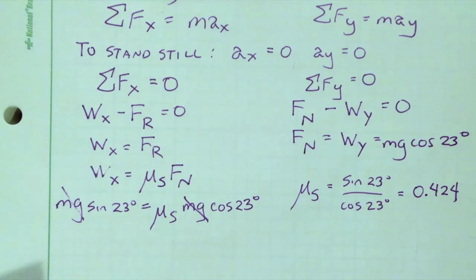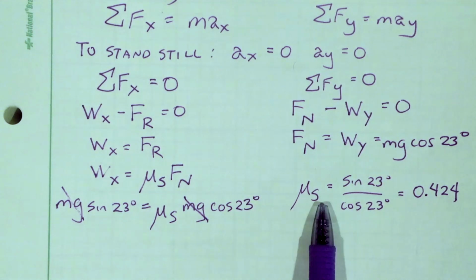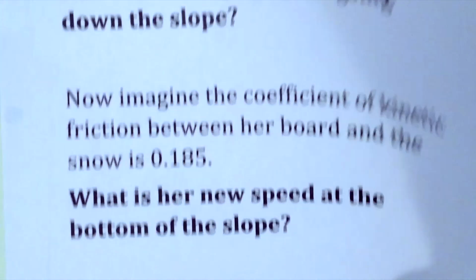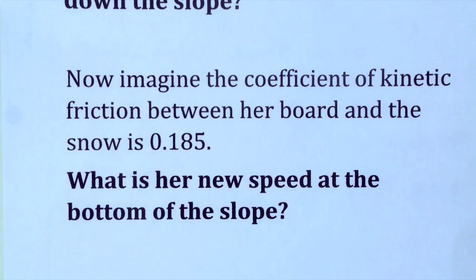Now our follow-up question is, instead of the coefficient of friction being 0.424, imagine that the coefficient of friction is 0.185. This is kinetic friction because she will be sliding down the slope. So we ask, if the coefficient of kinetic friction is 0.185, what will her new speed be at the bottom of the slope?